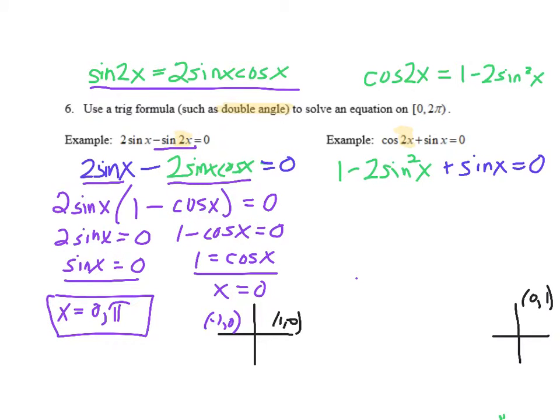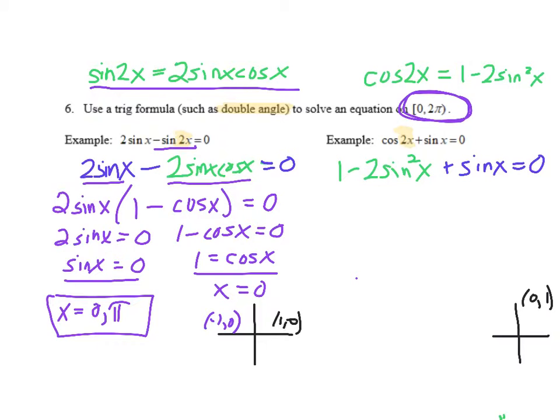Now sometimes students say, well, isn't 2 pi an answer also? But look carefully at your domain. There's a bracket on the 0, and there's a parenthesis on the 2 pi, which means that 0 is an answer, but 2 pi is not.